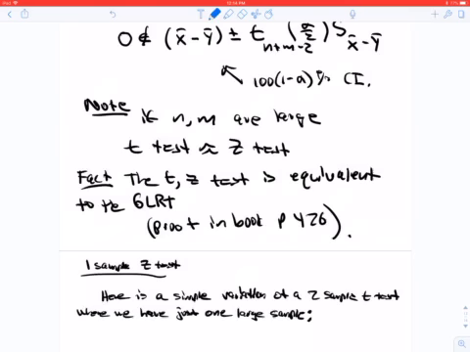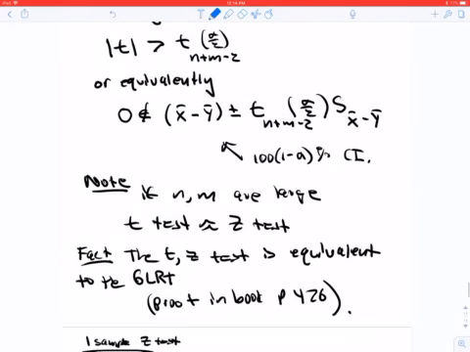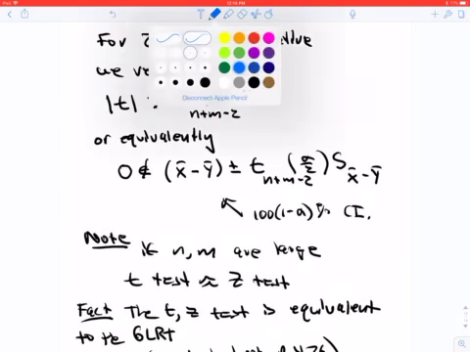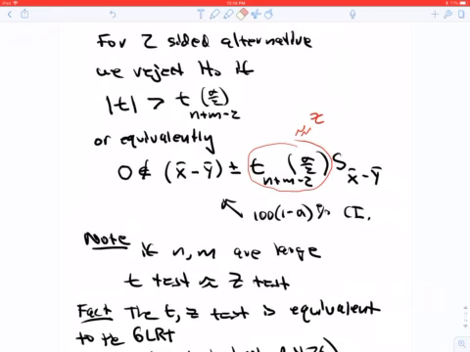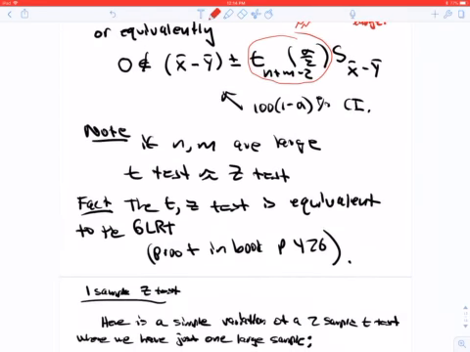Note that if n and m are large, a z-test and a t-test are the same, because a t-distribution, when n and m are large, this quantity is approximately z for n, m large.